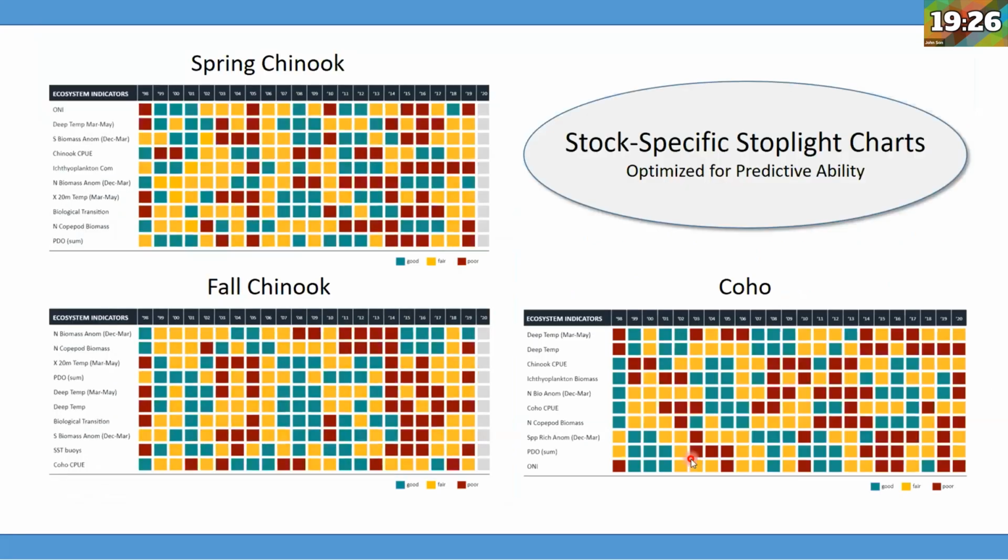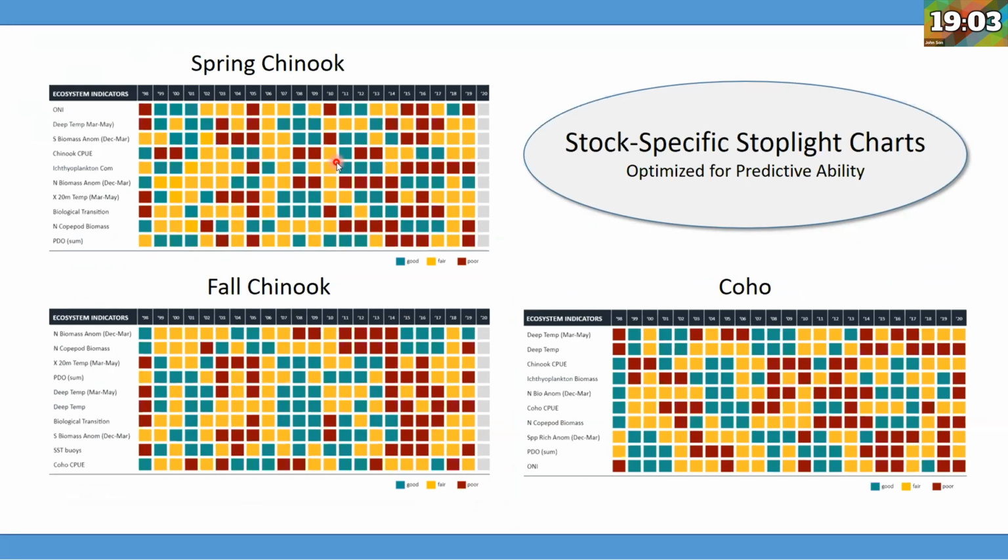And so this is where we are. We've recognized that applying this one table to all stocks is not a good idea. It doesn't work very well. So we have created what we're calling stock-specific stoplight charts. And this is all for the Columbia River stocks.